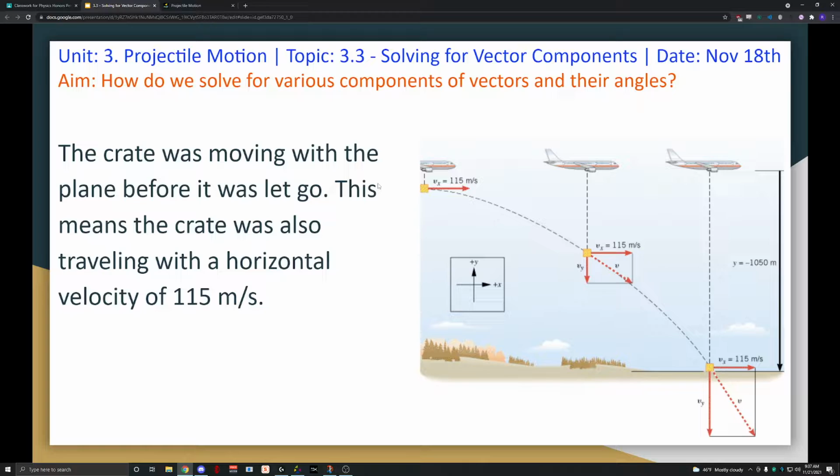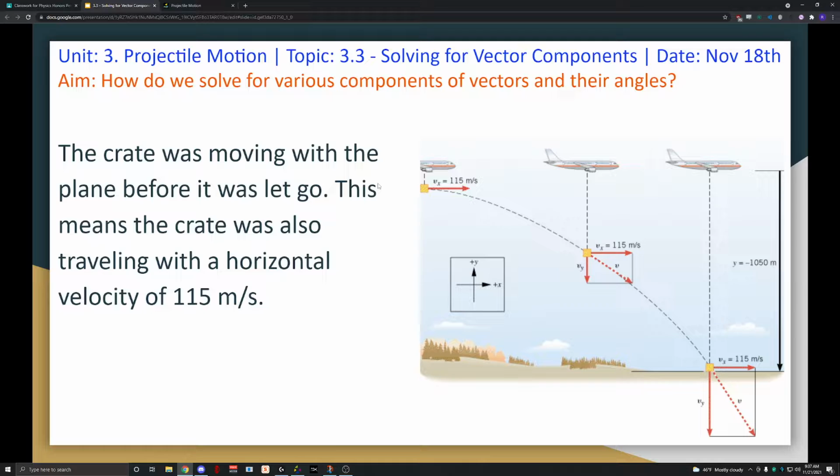So you can see from this image, if your crate starts with an initial velocity of 150 meters per second, then over time, as the crate is released from the plane, you're going to continue traveling at a horizontal velocity of 150 meters per second. Why? Again, there's no acceleration due to gravity in the horizontal direction.